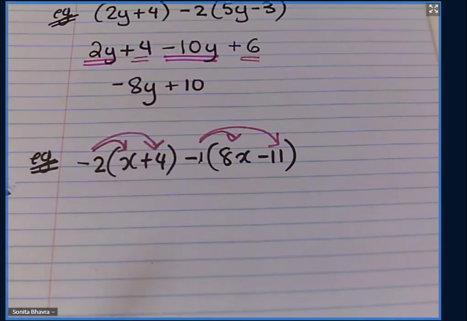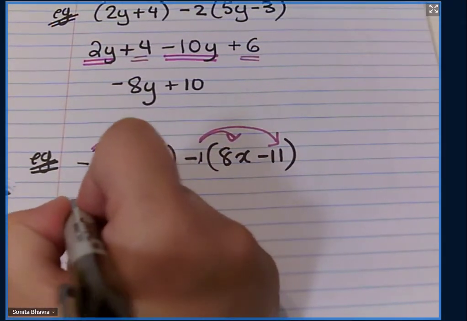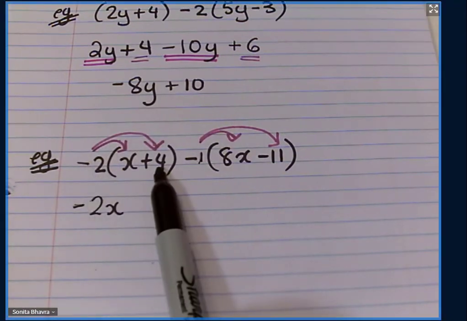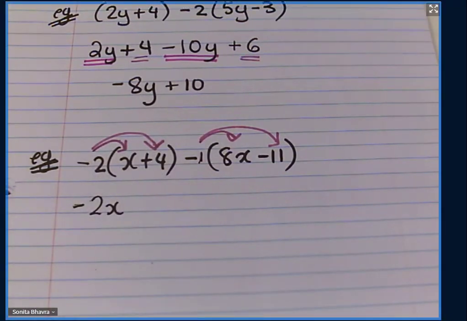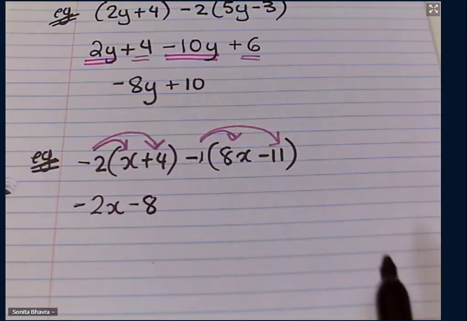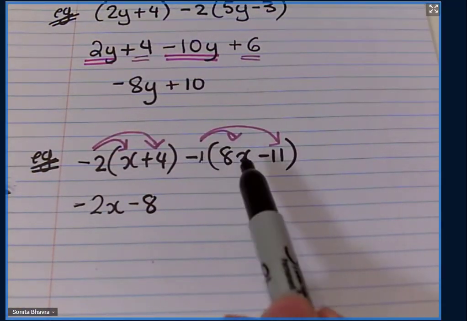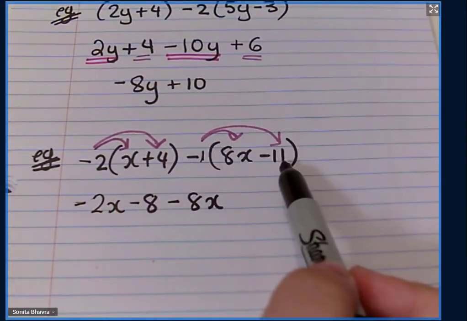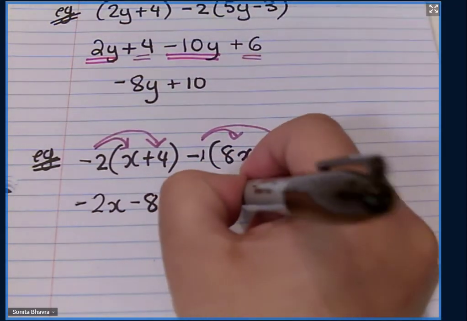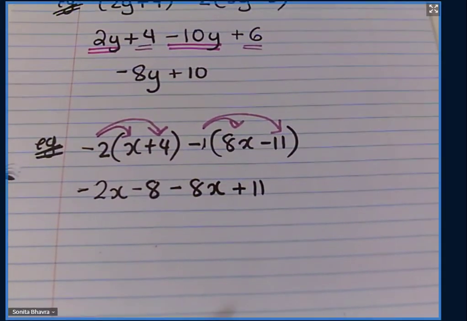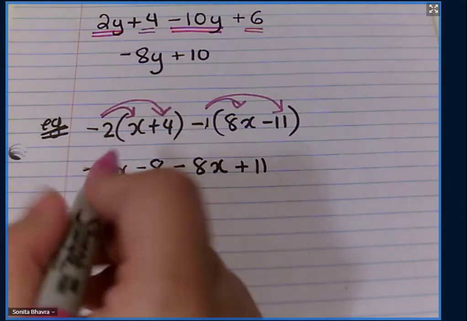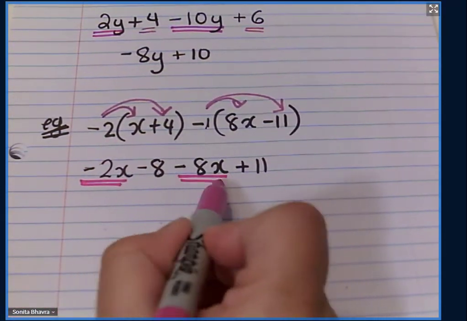All right, so let's multiply this first one out. Negative 2 times x gives me negative 2x. And then negative 2 times 4 gives me negative 8. And then here, negative 1 times 8 is going to change it to minus 8x, then negative 1 times negative 11 just changes it to positive 11. All right, so once we've gotten to this stage, then we just have to collect our like terms.